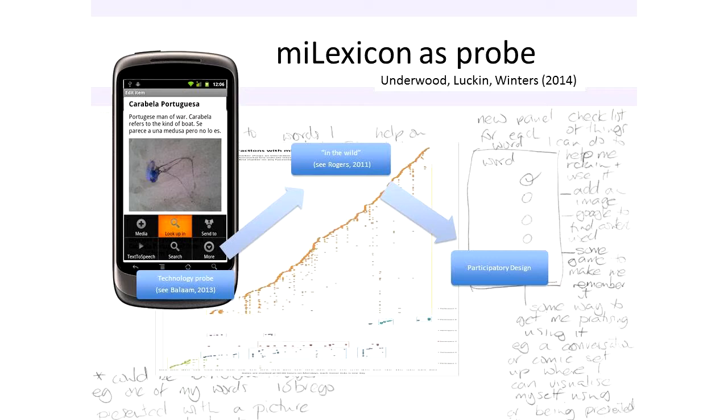So my research got people, I developed an app that communicates part of my vision for mobile vocabulary learning. People used it for between 6 weeks and 6 months. And then we came together in a design workshop to create a vision for what a vocabulary app for them, mobile vocabulary learning, should be like. So that's really the core of my thesis, if you like, and that's what one of the papers I'll present at EUROCALL is about.